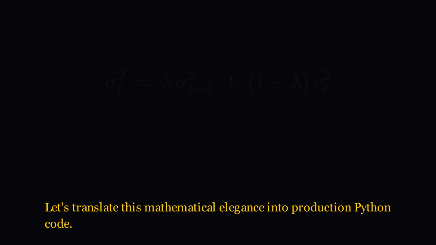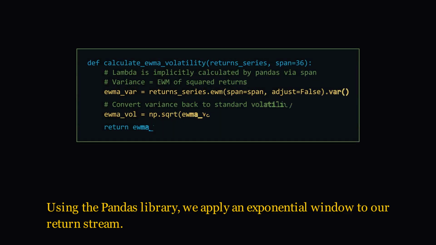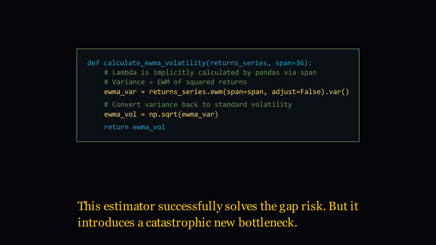Let's translate this mathematical elegance into production Python code. Using the pandas library, we apply an exponential window to our return stream. This generates a dynamic, non-lagging volatility surface for our sizing algorithm. This estimator successfully solves the gap risk. But it introduces a catastrophic new bottleneck.